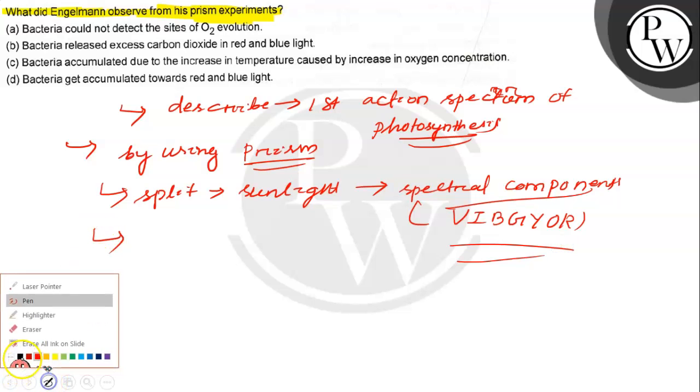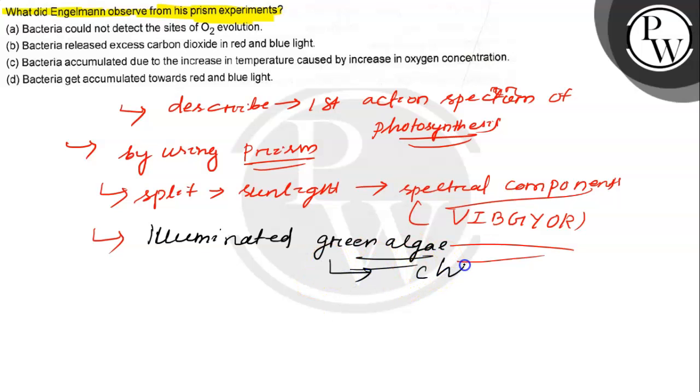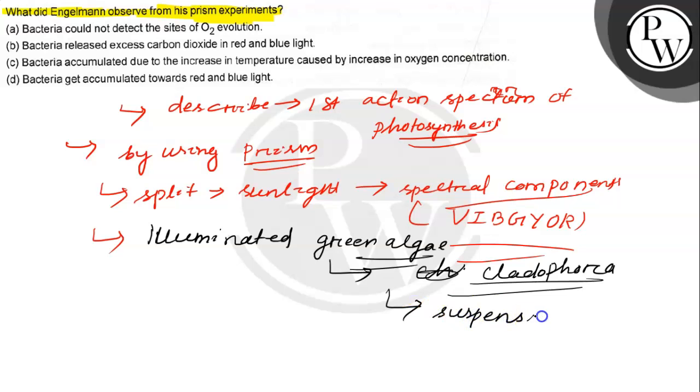And then he illuminated green algae. That green algae is Cladophora. This Cladophora is placed in the suspension of the aerobic bacteria.